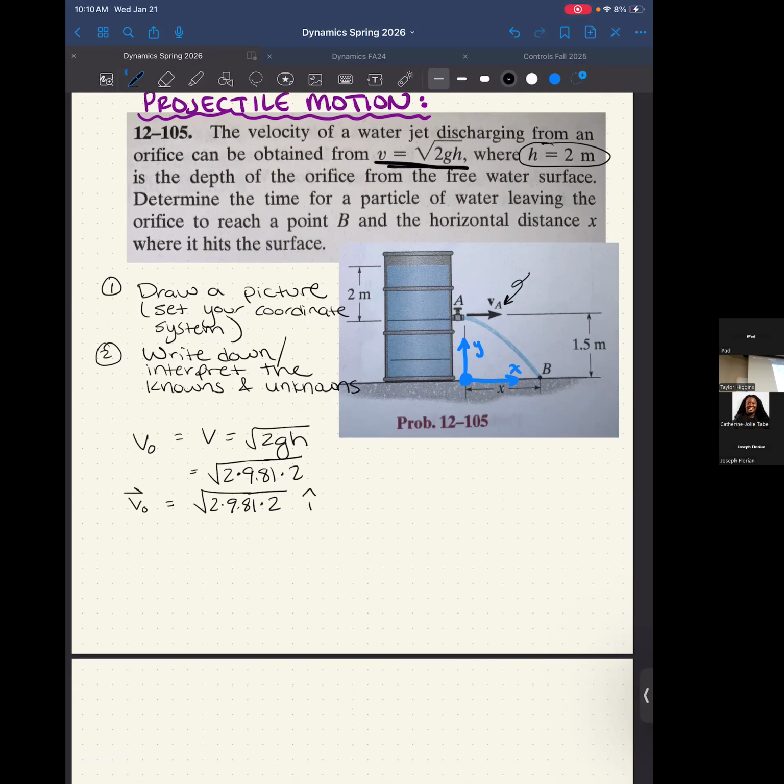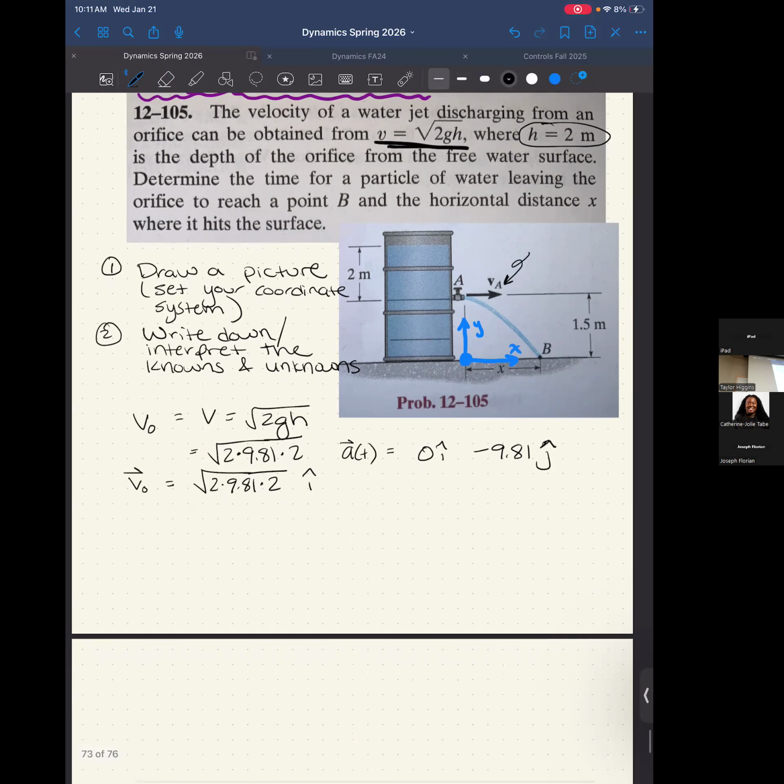Do I know anything about acceleration, maybe? How much do we accelerate in the x direction for projectile motion? 0 i hat. And then what do we put in the y direction? Positive 9.81 or negative? Negative 9.81 j. Very good. Okay, and that's actually acceleration always. So this is a function of time.